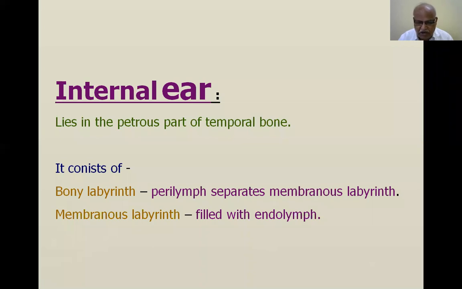In between these two, perilymph is there. Within the membranous labyrinth, it is filled with endolymph. So between the bony labyrinth and membranous labyrinth, perilymph is there. You have to differentiate. Perilymph means present below the bony labyrinth, above the membranous labyrinth, that means in between the bony labyrinth and the membranous labyrinth. Within the membranous labyrinth, that is filled with endolymph.